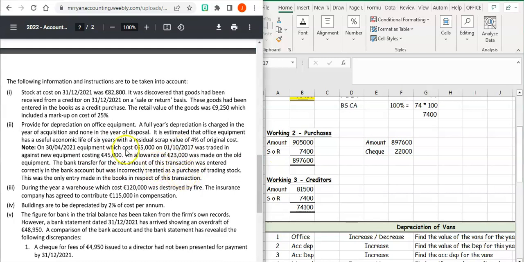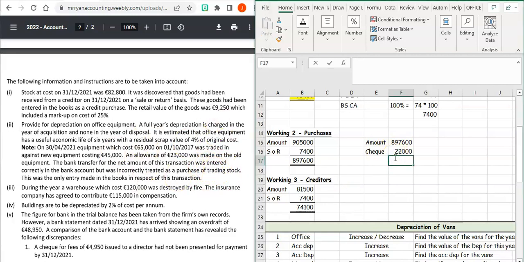So a little bit different. Usually it would be a check that they've talked about in this adjustment. This time they're talking about the bank transfer for the net amount of this transaction was entered correctly in the bank account, but was incorrectly treated as a purchase of trading stock. So this is not trading stock, this is office equipment. It's an asset that we're going to have for a long term. So we need to take it out of our purchases. So that means again we're going to have to reduce our purchases figure by 22,000.